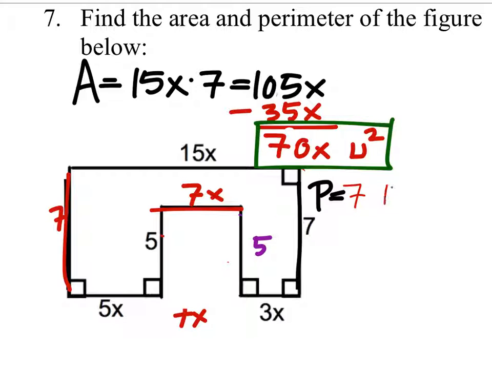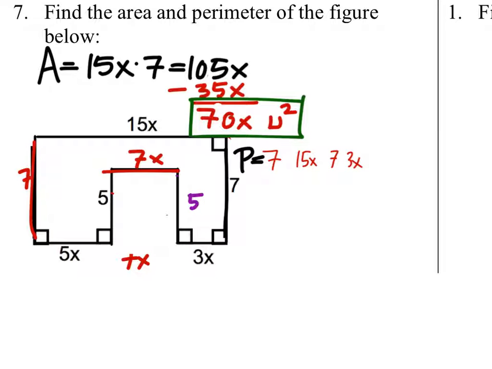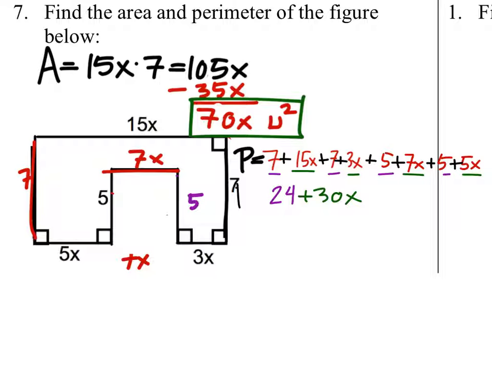So I've got 7, 15x, 7, 3x. Not going to have enough space. Then we've got 5, 7x, a 5, and a 5x. We're just going to add all these together. So starting with the numbers, 7, 7, 5, and 5. That gives me 24. And then I've got my x's, 15x, 3x, 7x, and 5x, which appears to be 30 x's. That would be my perimeter on this one in units. Bam, we did it.